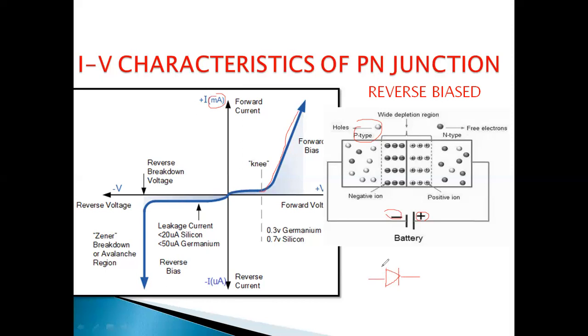On this side it is the anode, and on the other side it is the cathode, K. So this is the symbolic representation of a PN junction diode and its reverse biasing condition, and that we are going to explain with the help of the IV characteristics of a PN junction diode also.